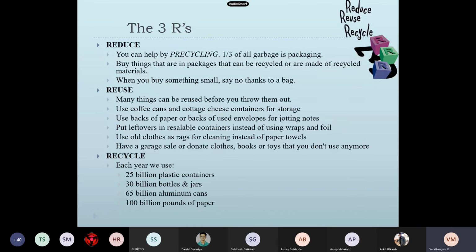And the third R would be recycle. See, 25 billion plastic containers we are producing each year, and 30 billion bottles and jars, and 65 billion aluminum cans, and 1,000 billion pounds of paper we are manufacturing, right? How can these be recycled? That would be a very big question mark. So please think over these 3 R's: reduce, reuse, and recycle.